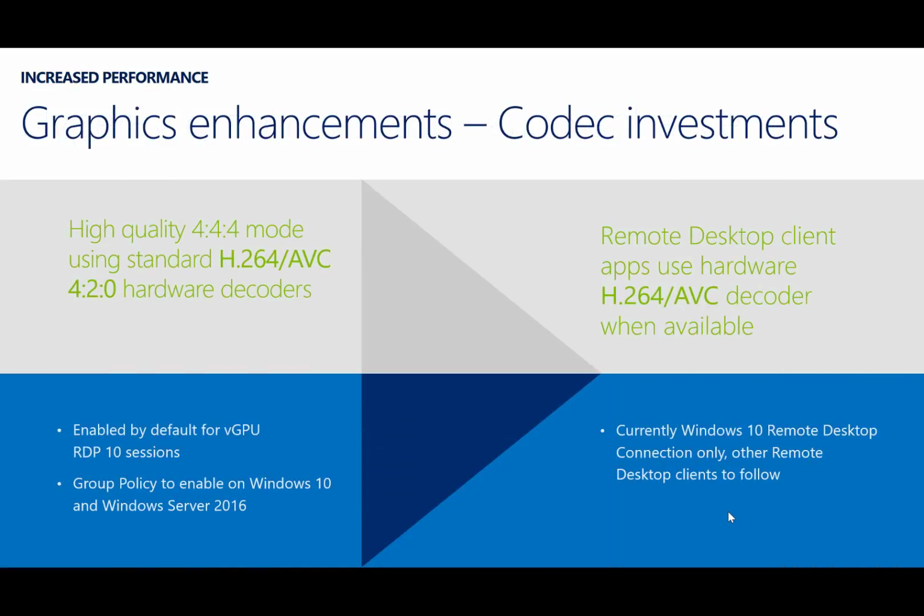So for the codec enhancements, which I've referenced without really talking about just yet, we've got the high quality 444 mode using H.264 AVC. We've got the 420 hardware decoders. Now these are enabled by default for vGPU scenarios. We've got enhancements to the Windows 10 remote desktop client, as well as those enhancements being rolled into the remote desktop clients that are available out there on different platforms.